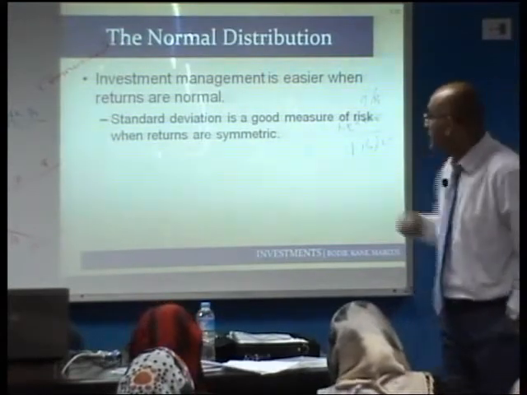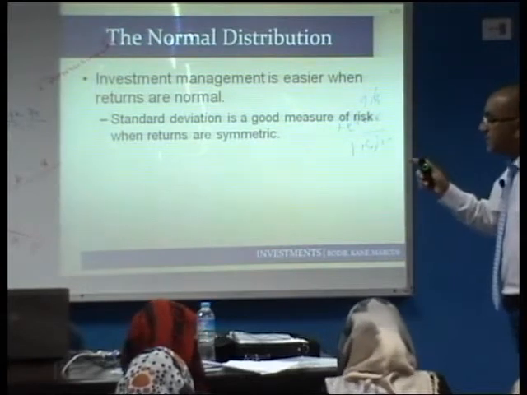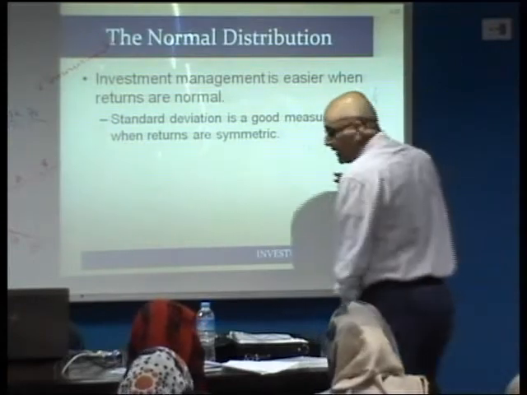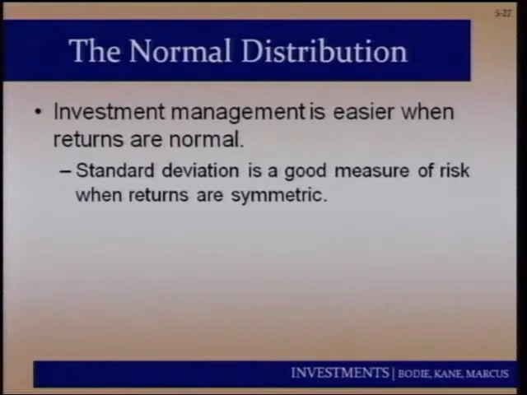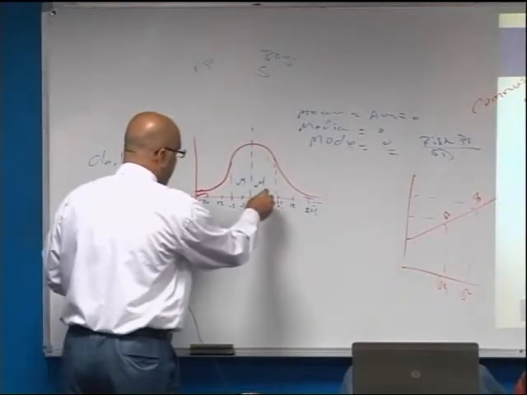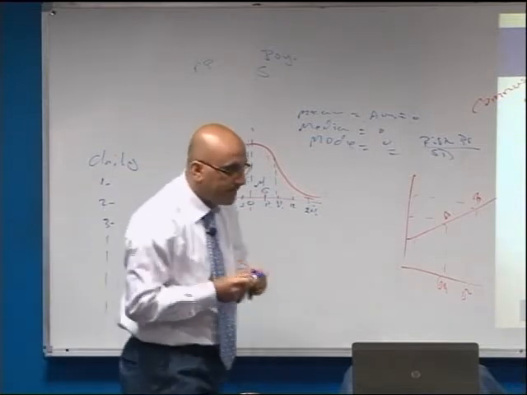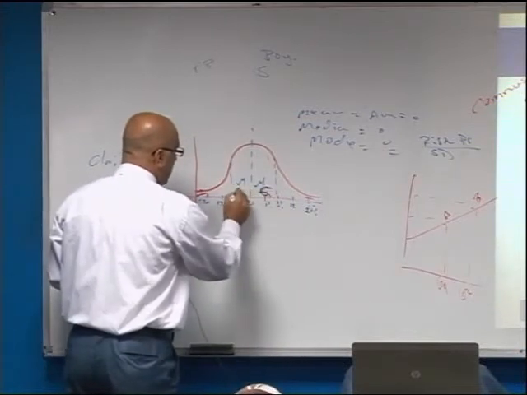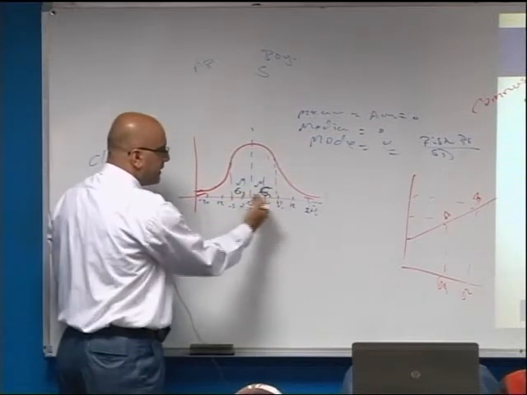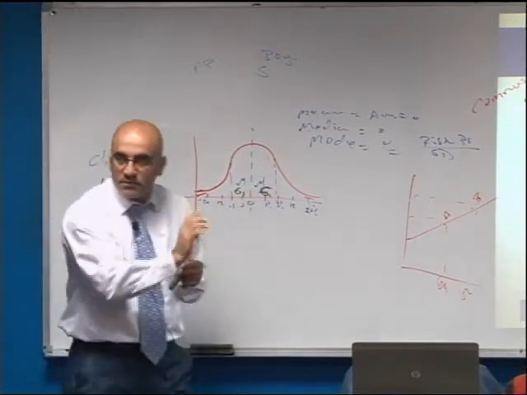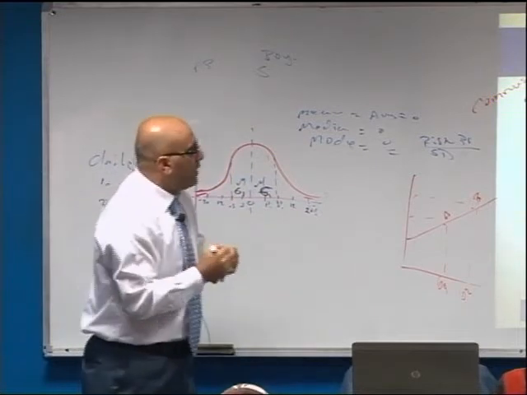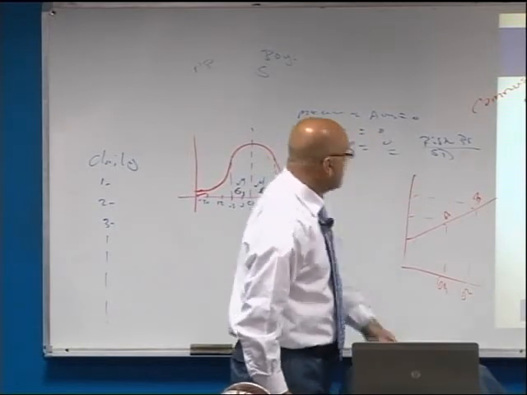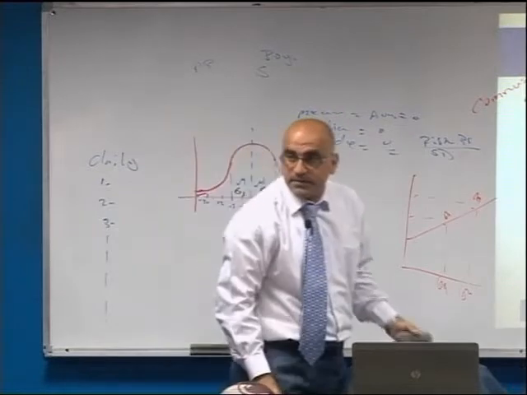إذا كانت normal, like in this shape. Then, based on this, sigma or standard deviation is a good measure of risk when returns are symmetric. زي ما أنتم شايفين السيجما، let's try it another way. So sigma 1 is equal to sigma 1. يعني standard deviation of this side is equal to standard deviation of this one. So in this case, standard deviation is a good measure of risk when returns are symmetric. Symmetric means equally distributed.